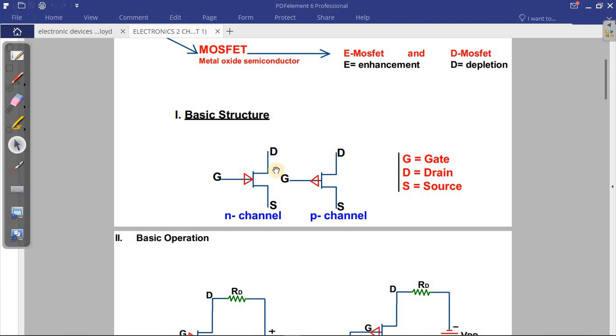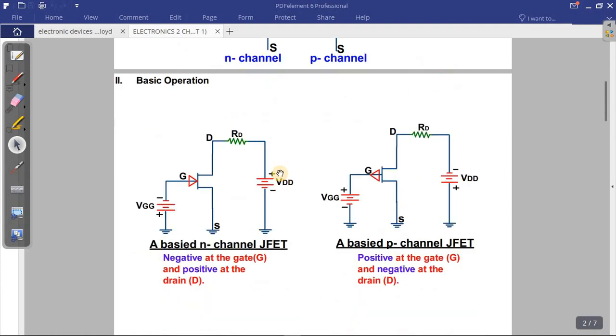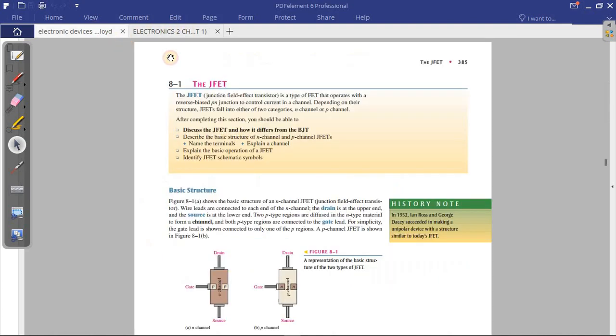We're going to move now to the basic operation of the JFET, because they say that the JFET operates in reverse bias. Let's read again. They say the JFET is a type of FET that operates with a reverse biased PN junction to control the current in the channel. So guys, please, you must remember this: the JFET operates in reverse bias. This is the basic thing you must know for the JFET.